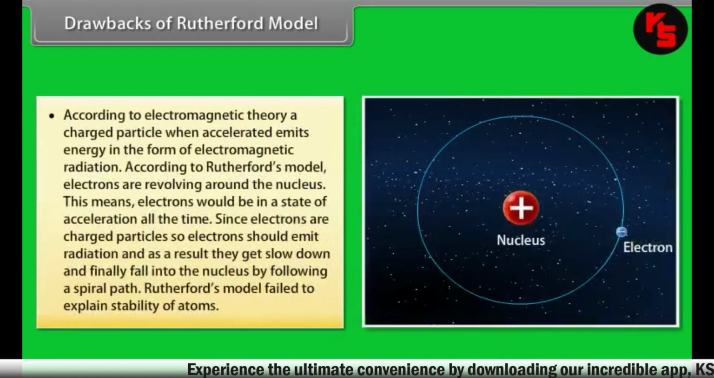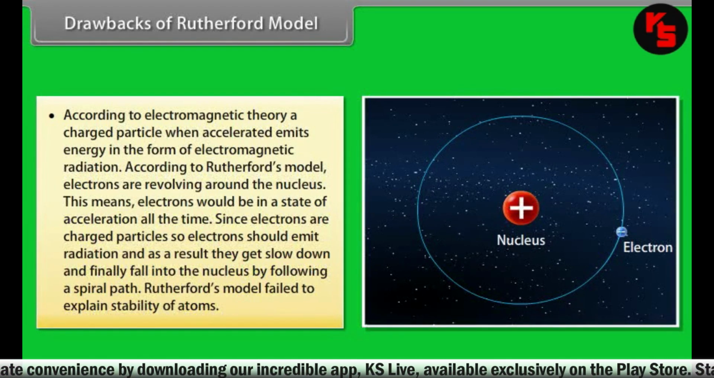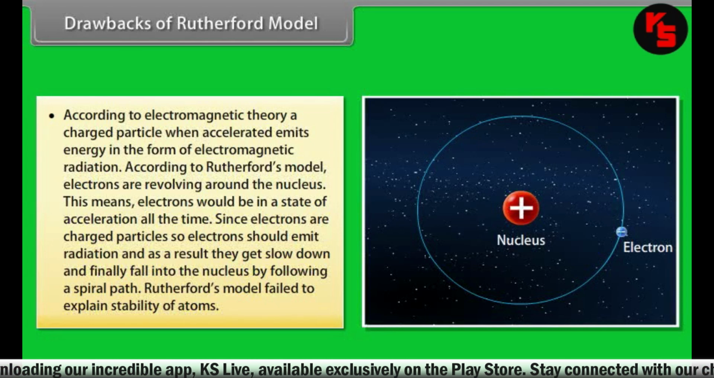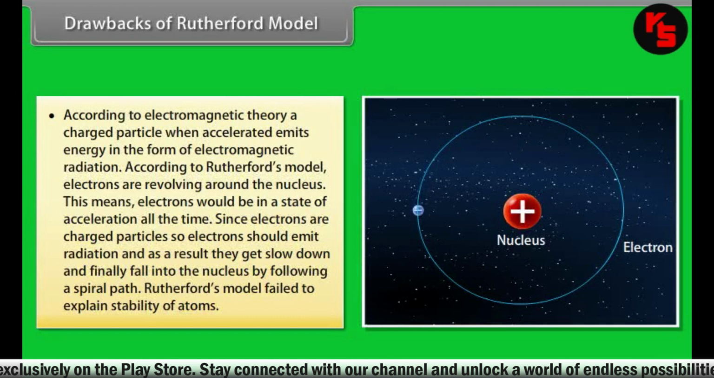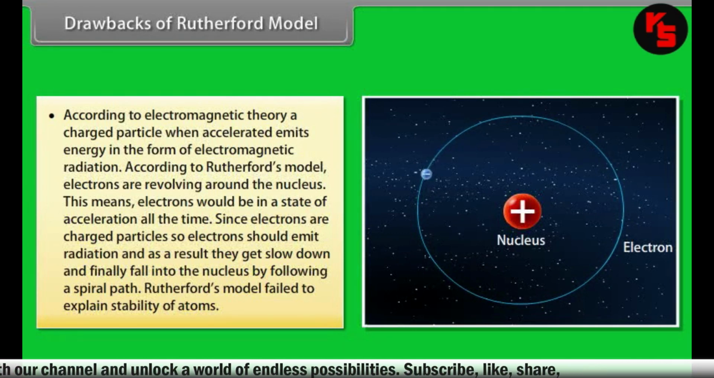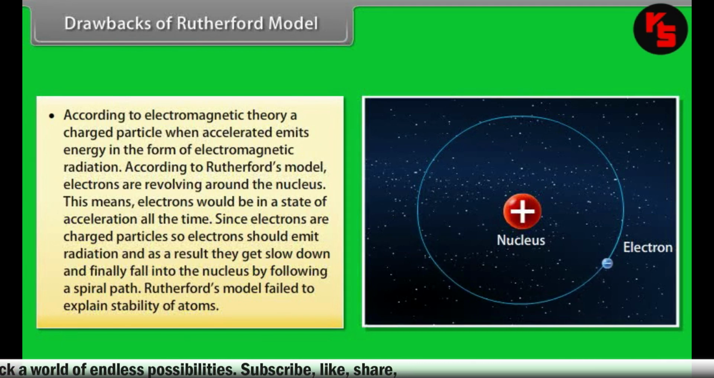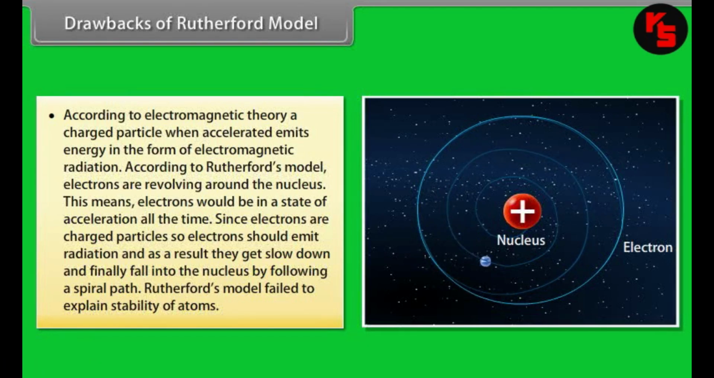Drawbacks of Rutherford model. Number 1. According to electromagnetic theory, a charged particle when accelerated emits energy in the form of electromagnetic radiation. According to Rutherford's model, electrons are revolving around the nucleus. This means electrons would be in a state of acceleration all the time. Since electrons are charged particles, electrons should emit radiation and as a result, they get slowed down and finally fall into the nucleus by following a spiral path. Rutherford's model failed to explain the stability of atoms.